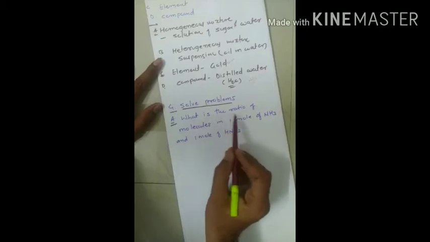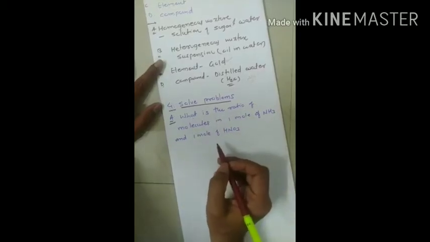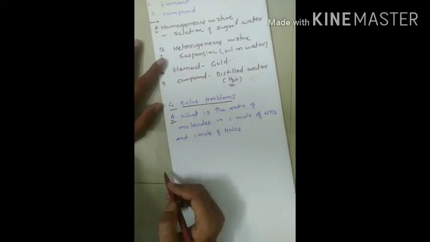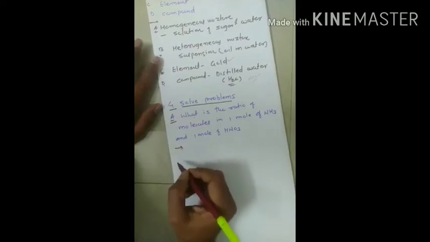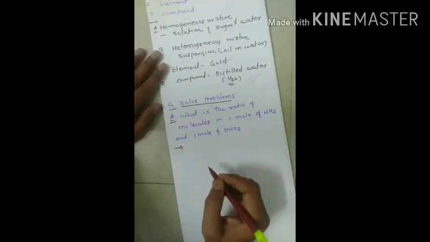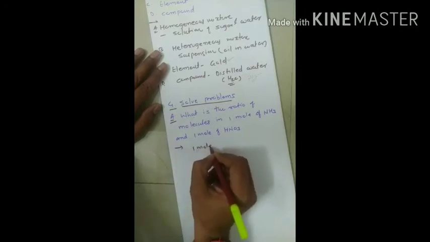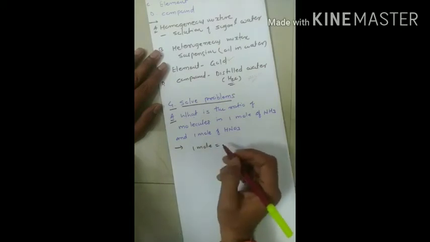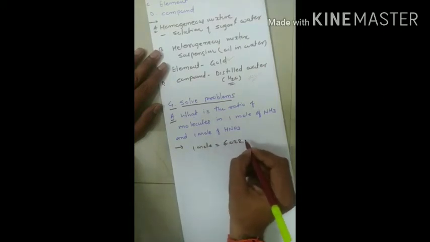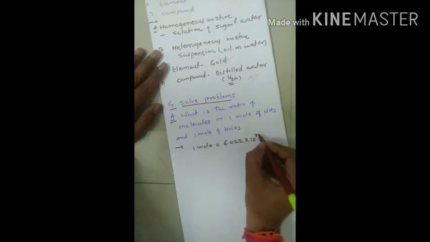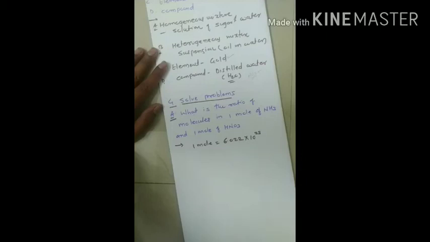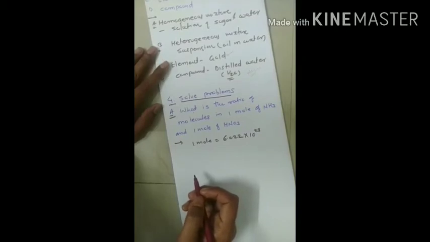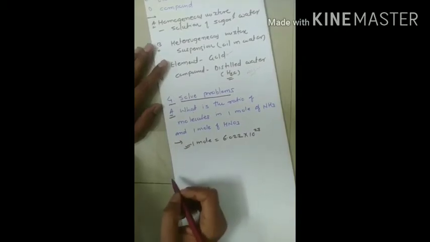The question is: what is the ratio of molecules in 1 mole of NH3 and 1 mole of HNO3? That means we have to find the ratio of molecules. Before starting this we must know the concept. 1 mole of any substance contains 6.022 into 10 raised to 23 particles. Particles may be entities, molecules, atoms, ions, whatever it may be. We have seen this in the mole concept, in the theory portion.